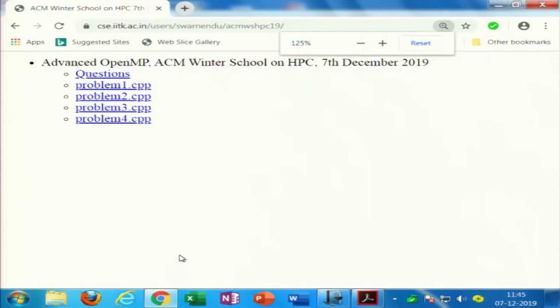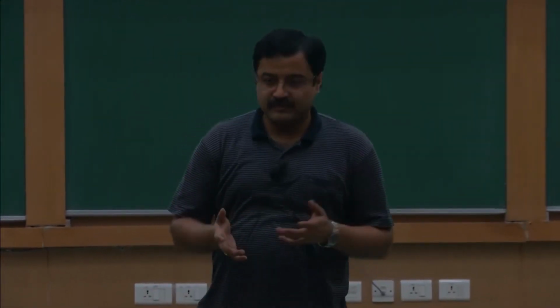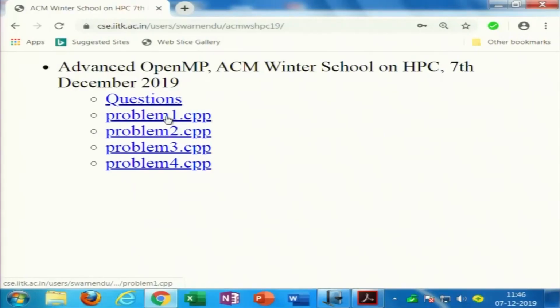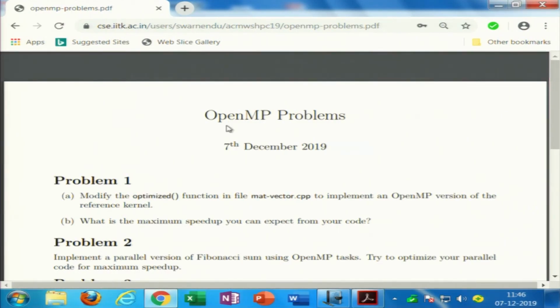So please go to this web page. I think you have access to this cluster, right, to this infrastructure. So log into your directories, and then try and wget these files. These are some simple problems that we have. We have 4 problems. You can view them over here. This is the URL, cac.iitk.ac.in, users, my name, ACM Winter School HPC 19, and hopefully that will give you this.